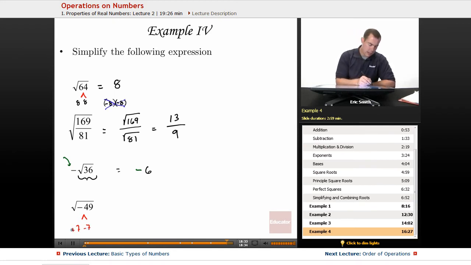And I can't use one positive and one negative. Even though those get me a negative 49, those are not the same sign. One's positive and one is negative. So really, what's going on here? Well, if you remember about your types of numbers, this is an imaginary number. So I'll leave that one just as it is until I learn more about simplifying imaginary numbers in some later lessons.